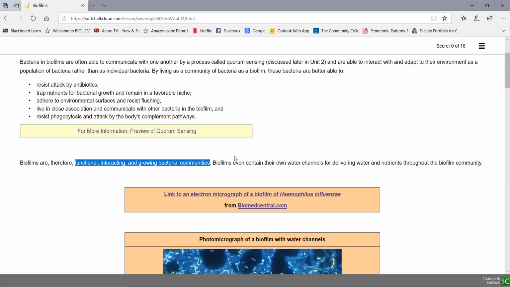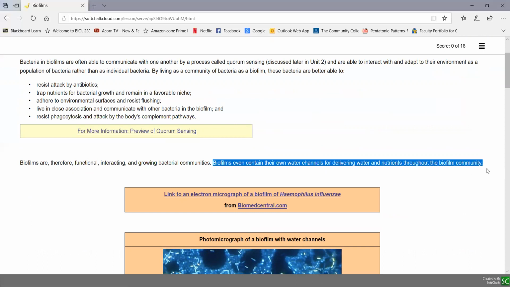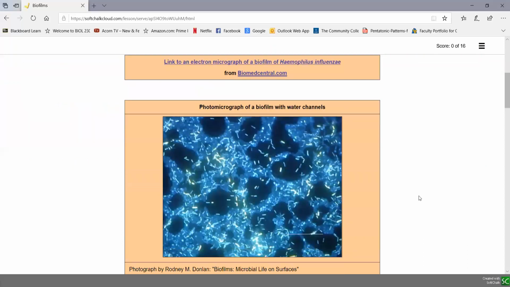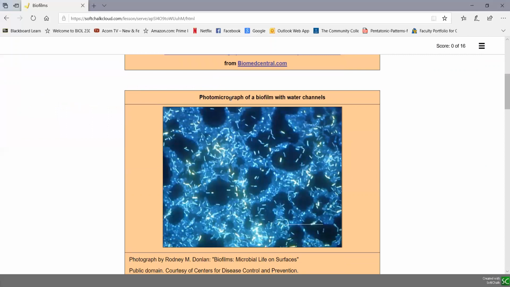The biofilms eventually contain their own water channels that deliver water and nutrients throughout the biofilm community. So they can be very complex little neighborhoods. For example, this illustration here shows a photomicrograph of a biofilm of Pseudomonas. And so here we see the Pseudomonas entrapped in this common adhesive matrix or glycocalyx, which is forming now a biofilm, but eventually water channels form in that biofilm.